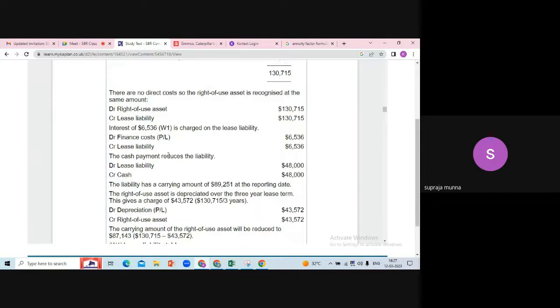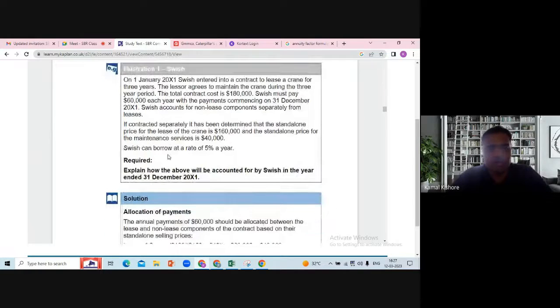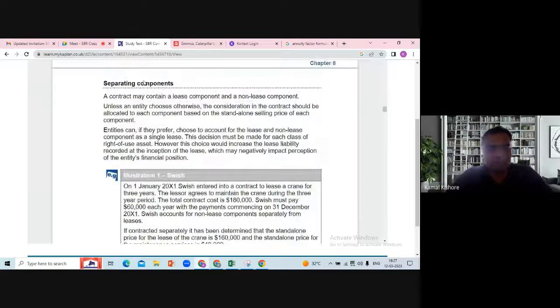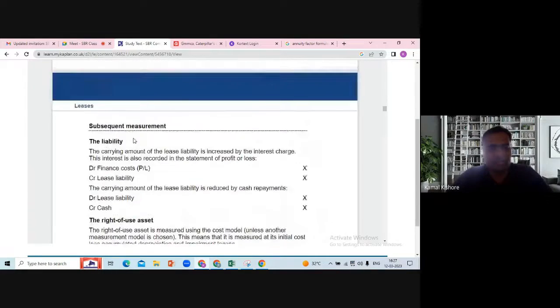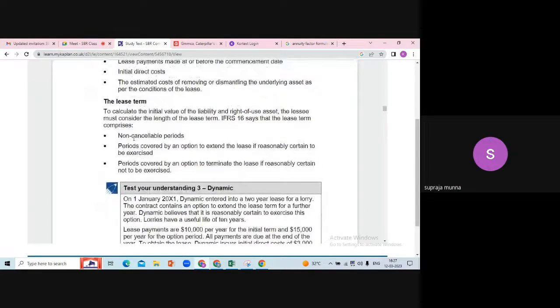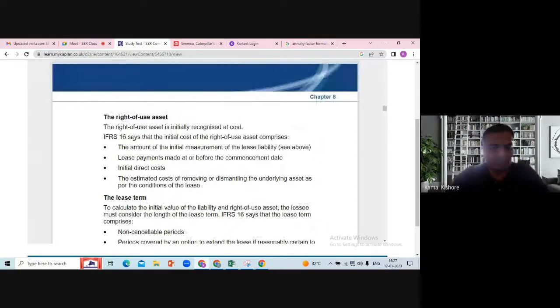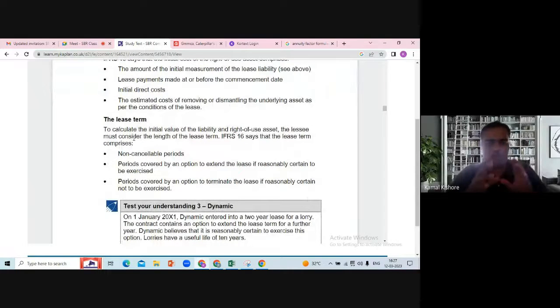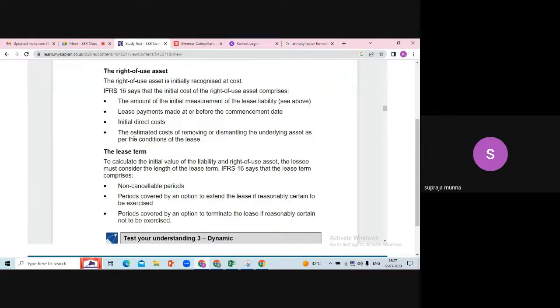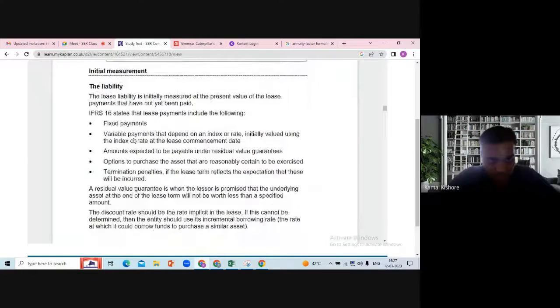Okay, so this point is not there in skill level. Which point? This point, separating components. Still, everything else is there in skill level. The basics, like what should be the asset, what should be the liability, all the things are there in the skill level, but they don't test on the nitty-gritties. You have to go through the nitty-gritty.